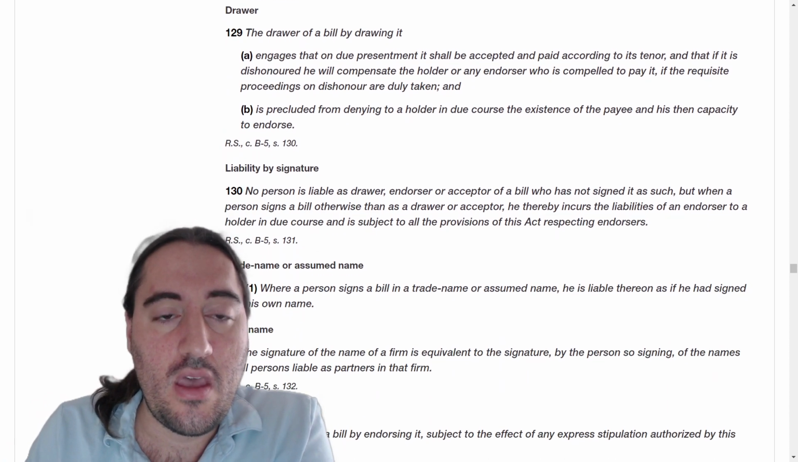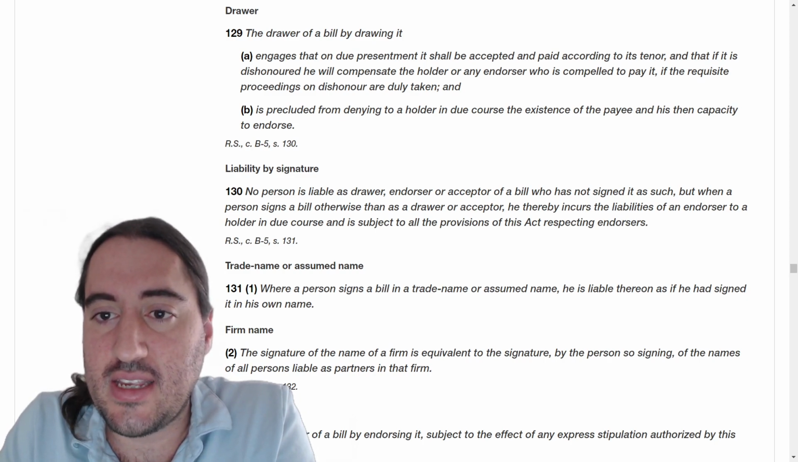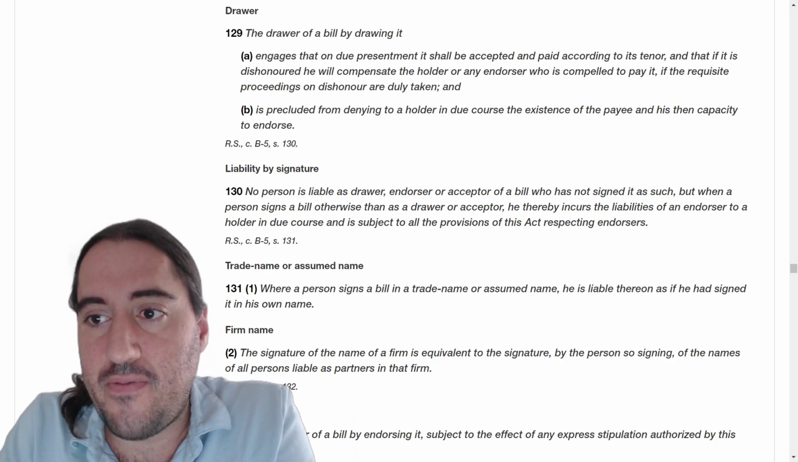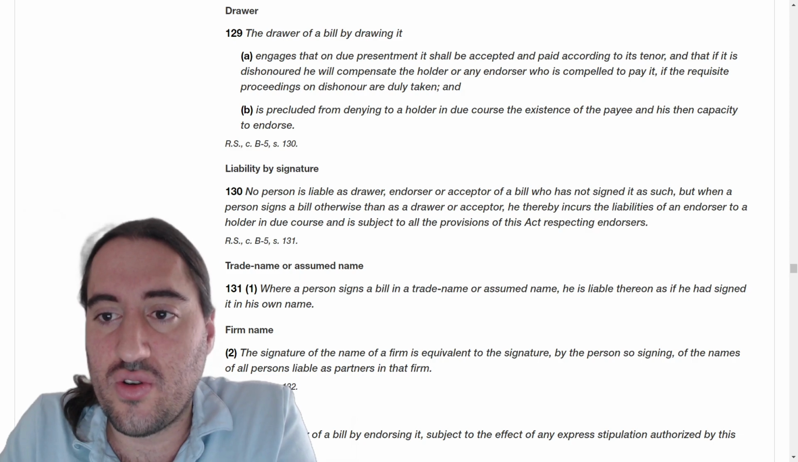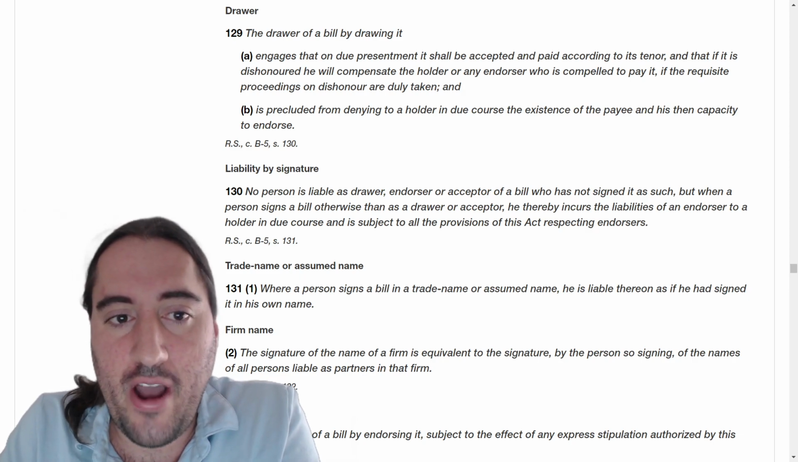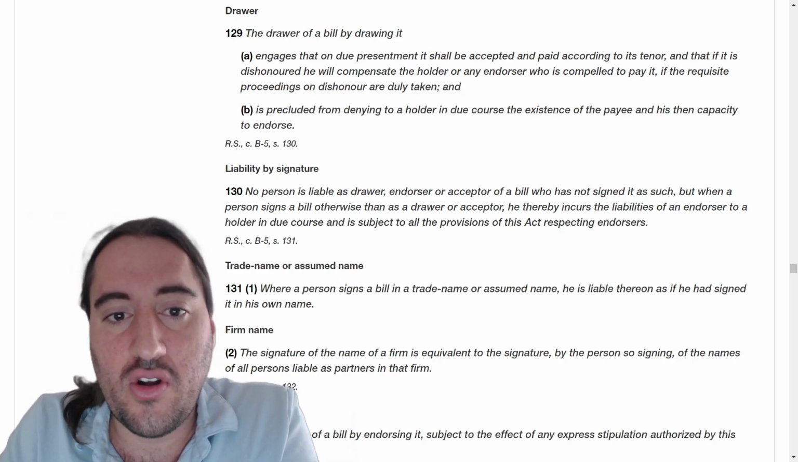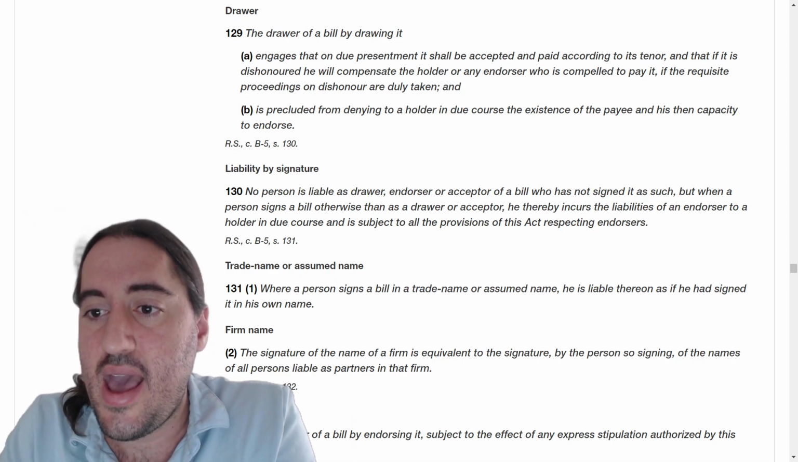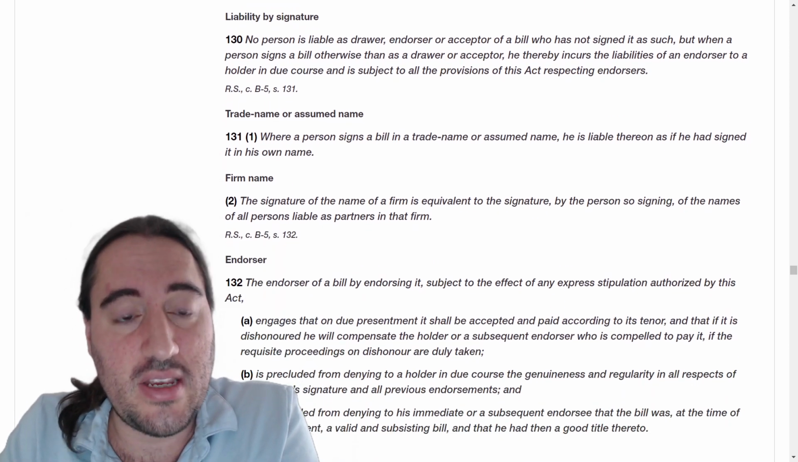Drawer. The drawer of a bill, by drawing it, engages that on due presentment it shall be accepted and paid according to its tenor, and that if it is dishonored he will compensate the holder or any endorser who is compelled to pay it, if the requisite proceedings on dishonor are duly taken. And B. is precluded from denying to a holder in due course the existence of the payee and his then capacity to endorse.